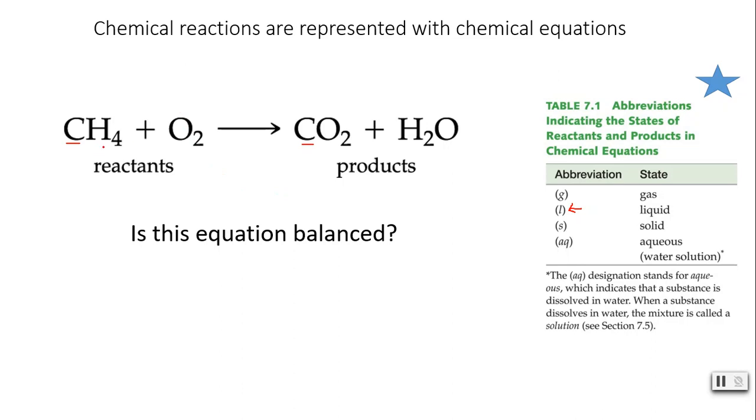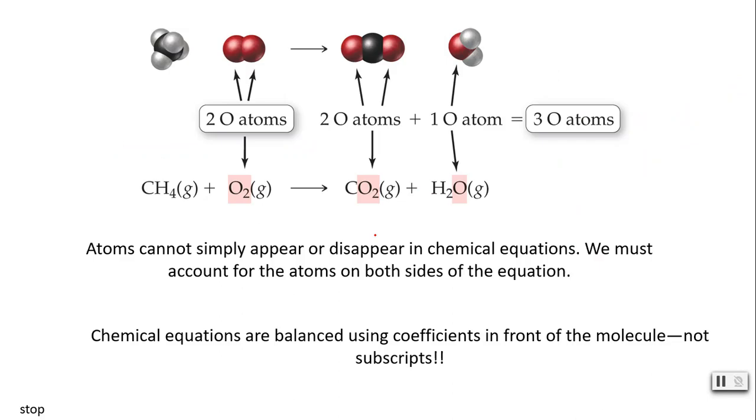On the left-hand side, I have 4 hydrogens, 4 because of that subscript 4. My product side, I only have 2. So this equation is not balanced, and we have to have chemical equations that are balanced due to conservation of mass. So when we have chemical equations, atoms can't just simply appear or disappear. You have to account for the atoms on both sides of the equation. And as of right now, both the hydrogens and the oxygens are not balanced.